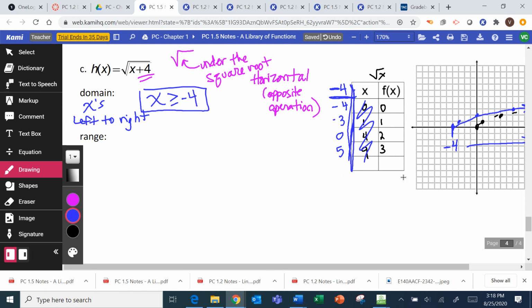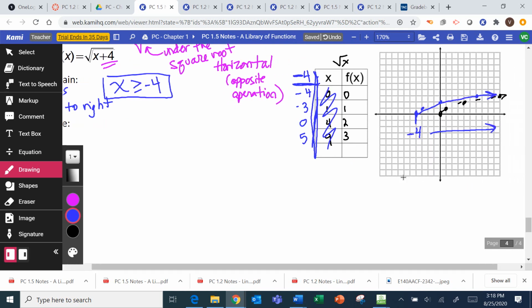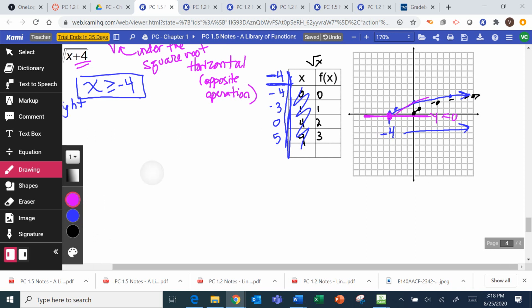And our range is down and up. So over here, I'm going to look at the lowest that this graph goes. Here, I'll put it in a different color. The lowest this graph goes is right here, and that's where y is 0. And then it goes up from there. So the range is going to be y is greater than or equal to 0.